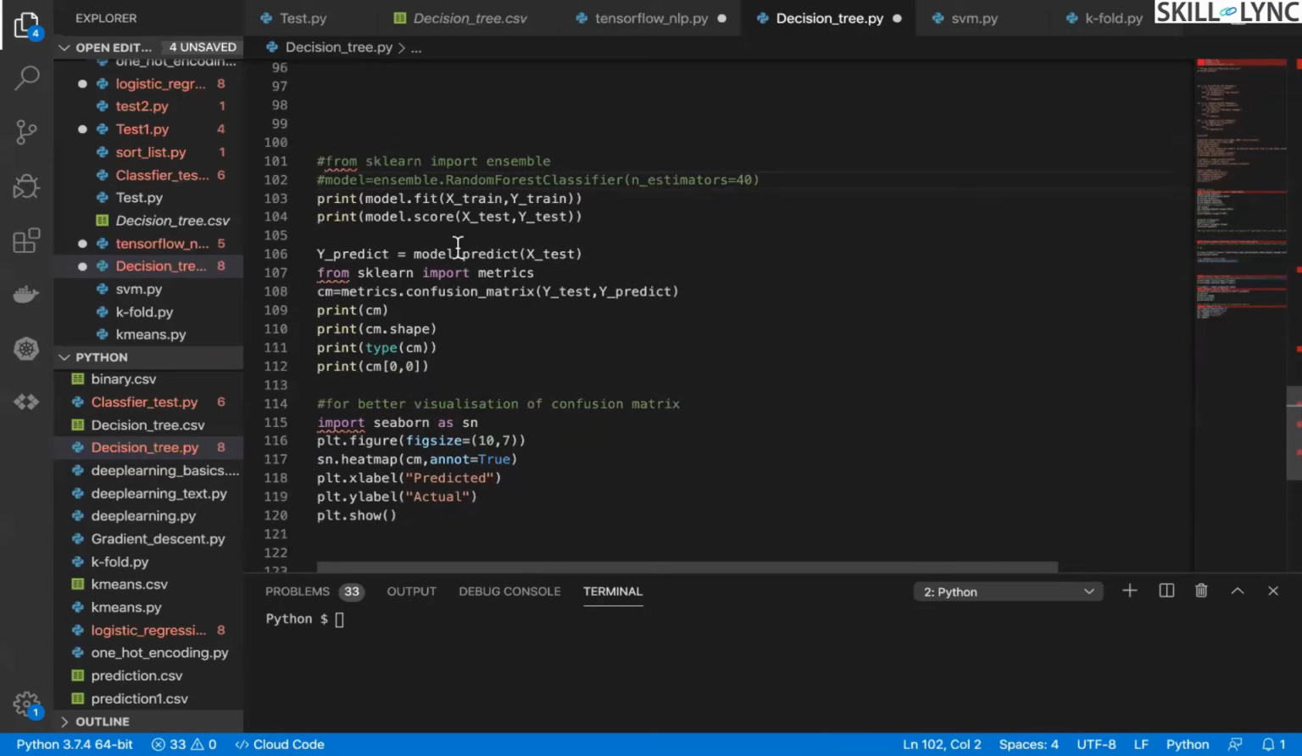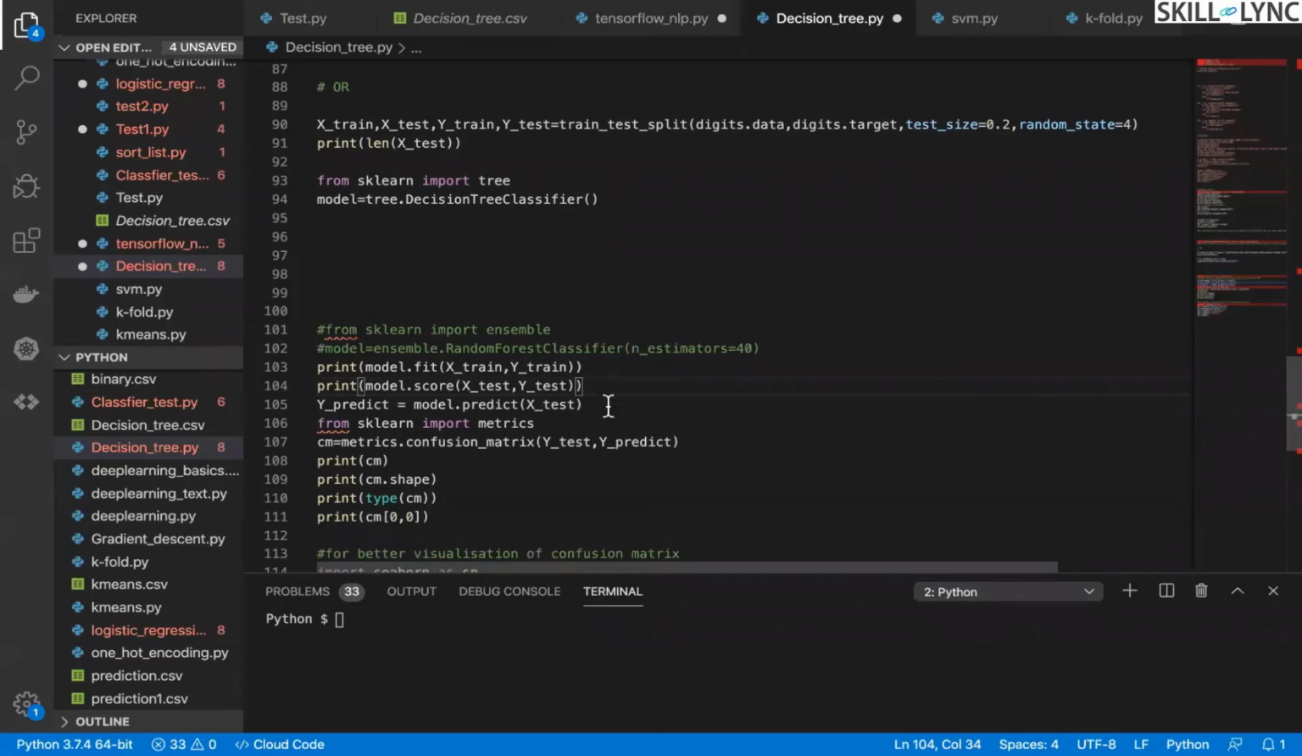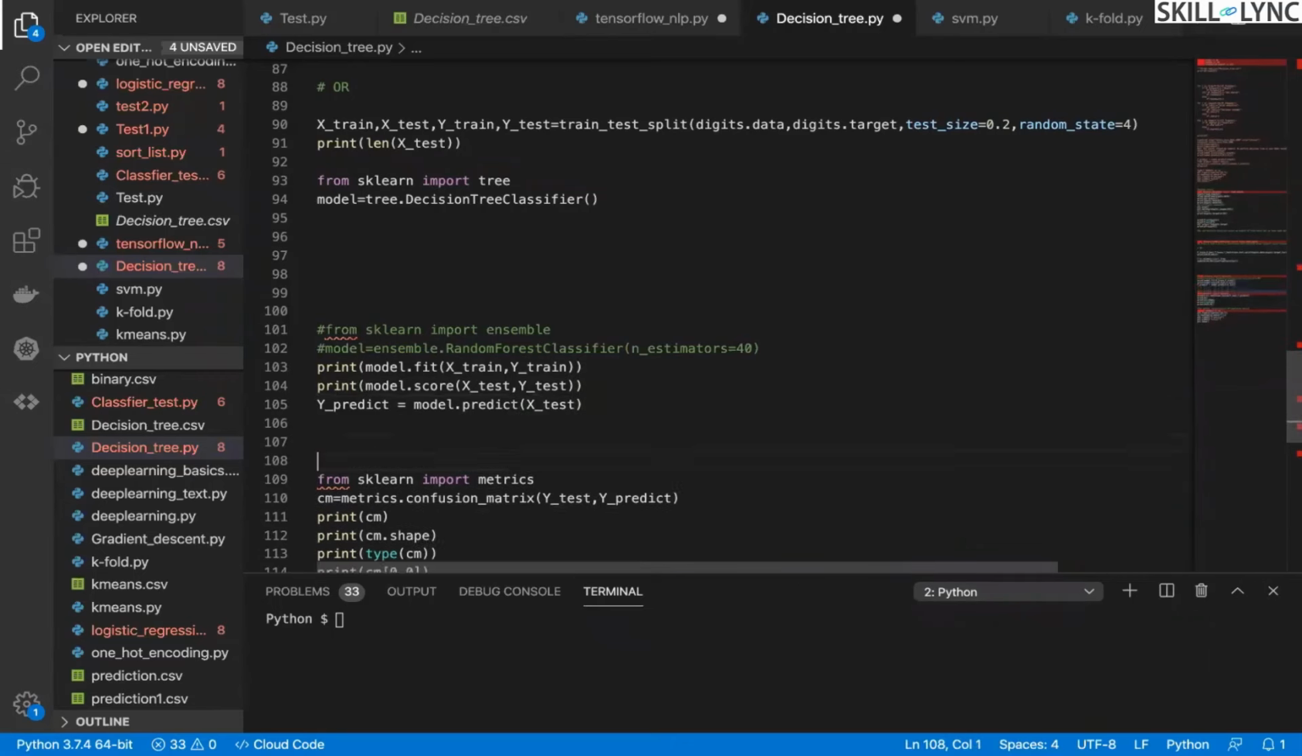Okay. Now same thing, model.fit. What we are doing, we are training our model on training data set, and then we are predicting the accuracy on test data set, and also we can predict the outputs based on the predict function on X. So in this line, I am finding the accuracy of the model with respect to test data set.